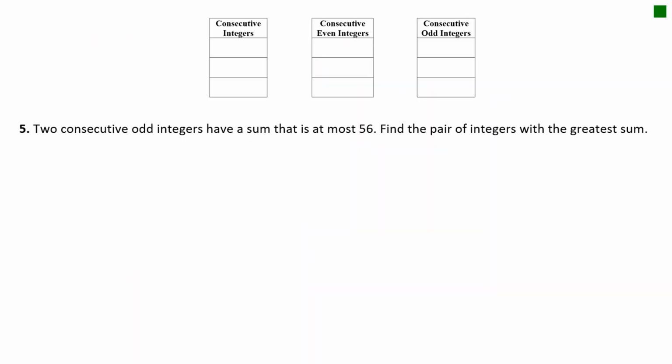Oh, this is going to be a decent video, guys. I'm almost done. So we've got 2 consecutive odd integers. So I'm going to fill in the odds. Start with x. What's the next one? Remember, odd, even, odd. So I have to add 1, 2. We have a sum. A sum means I'm going to add, right? That is at most 56 inches.